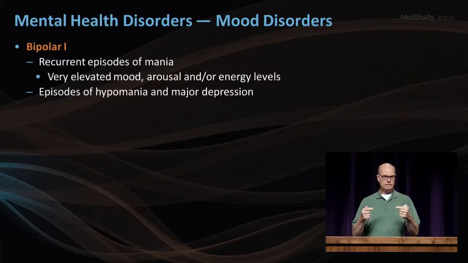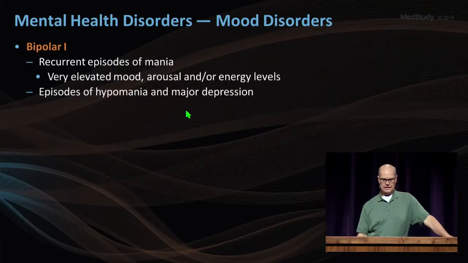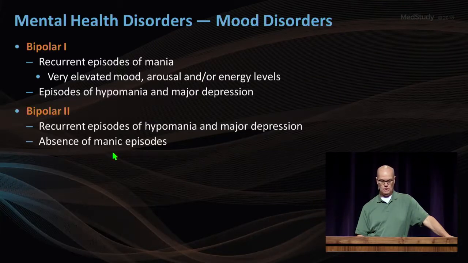Which brings up the definition of the difference between bipolar 1 and bipolar 2. Bipolar 1 is characterized by episodes of mania and episodes of hypomania and major depression. So all three: mania, hypomania, and major depression. Contrasted to bipolar 2, absence of manic episodes. So depression and hypomania present in both, but mania present in bipolar 1, not bipolar 2. And that's how you can tell the difference during a vignette.